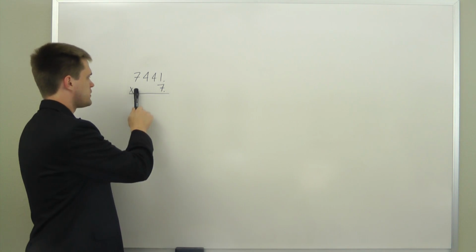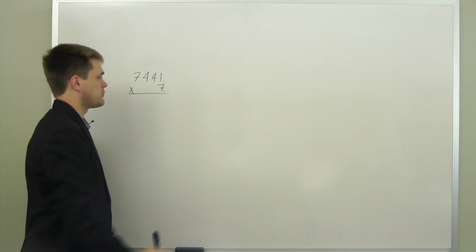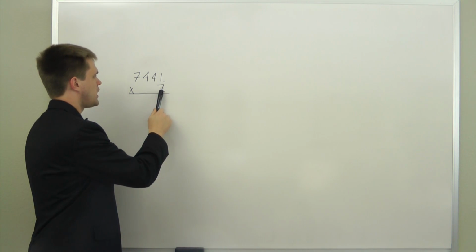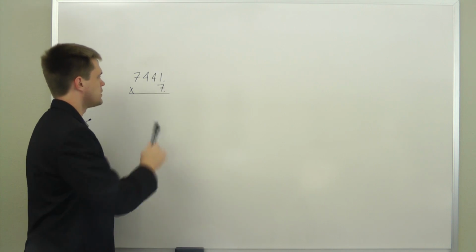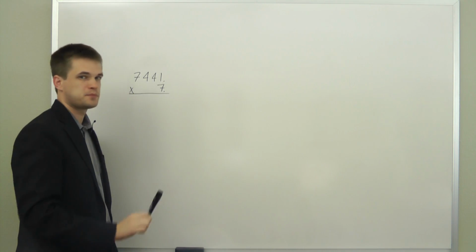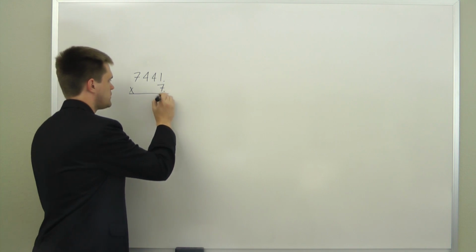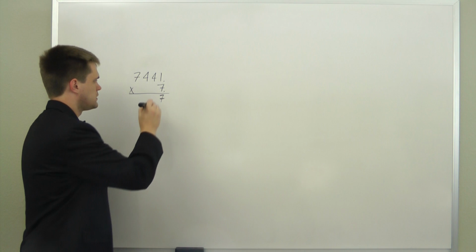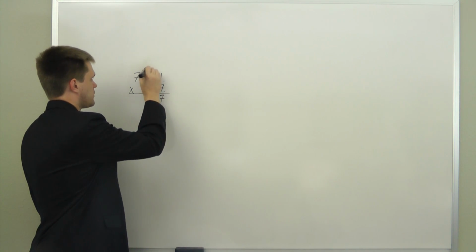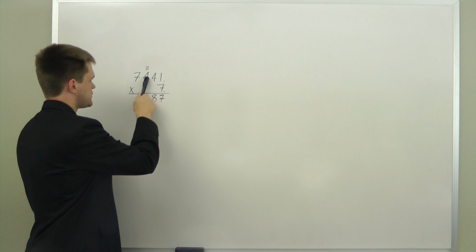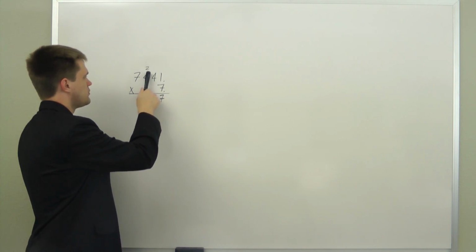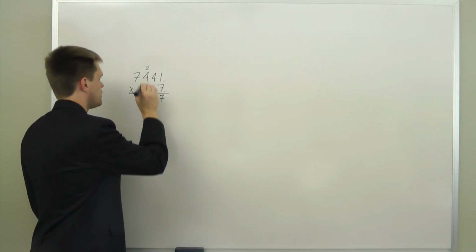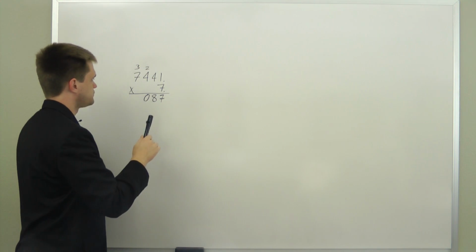And then starting with the digit farthest to the right in the bottom number, in this case there's only one, but starting with that digit, we'll multiply by all the digits in the top number, starting with the one on the right. So we have 7 times 1, which is 7. 7 times 4, which is 28. So we'll put an 8 here and write a 2 up here. 7 times 4 is once again 28. But we have to add this 2, so we have 30. So this becomes a 0, and we add a 3 up here.